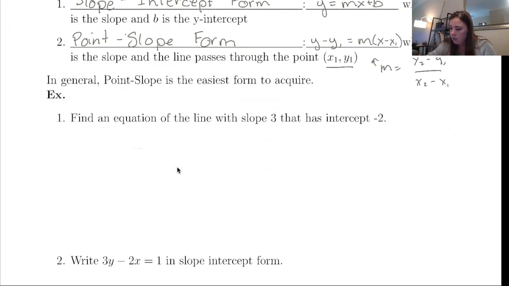So in these examples, we're not asked to produce any form. So we're kind of free to do what we want. We're asked to find the equation of the line with slope 3 and intercept -2. So slope 3, here, I like to highlight in my problems. So slope 3 and intercept -2. Right, so what's that equation going to look like?